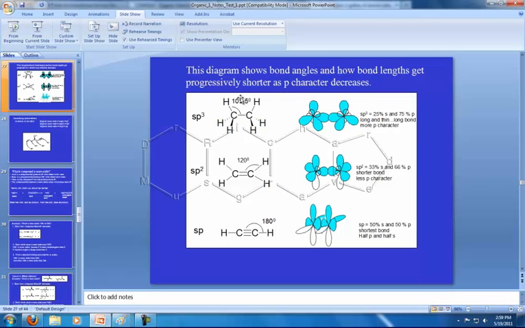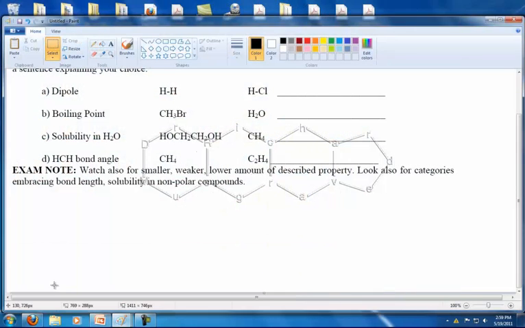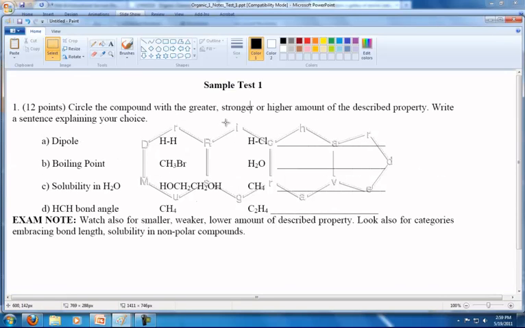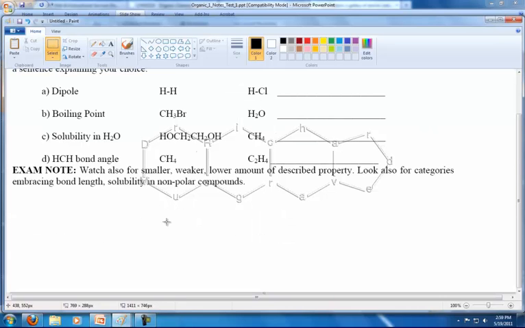Of course you can see these bond angles, and these are the same bond angles as we were talking about earlier. So if we were looking at another kind of problem, something like this one for example, I'm looking at D here, and you were being asked to circle the compound with the greater, stronger or higher amount, and the amount was referring to bond angle. What you would do is look at the two compounds and figure out the hybridization that you were seeing in each of them.